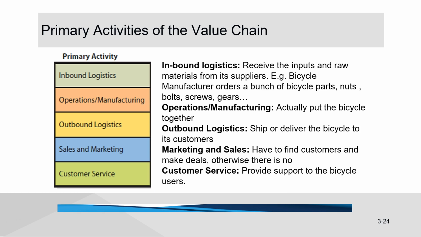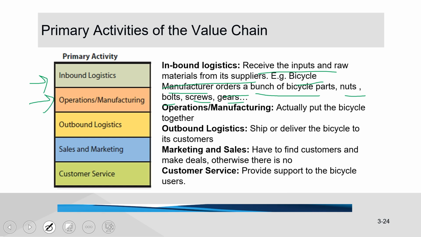The value chain consists of 5 primary activities: inbound logistics, receiving the inputs and raw materials from suppliers. For example, if a bicycle manufacturer orders a bunch of bicycle parts, nuts, bolts, screws, gears, and so on.